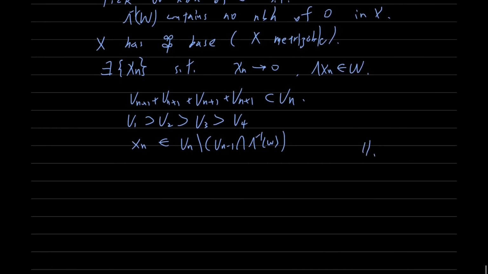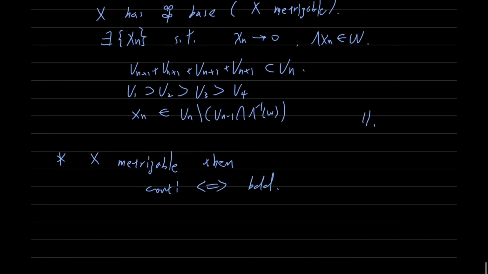So the very important fact about linear operators in metrizable spaces is that boundedness is equivalent to continuity. If X is metrizable, then continuity is the same as boundedness. Of course, it's for linear operators. And we'll talk about semi-norms and local convexity next time.